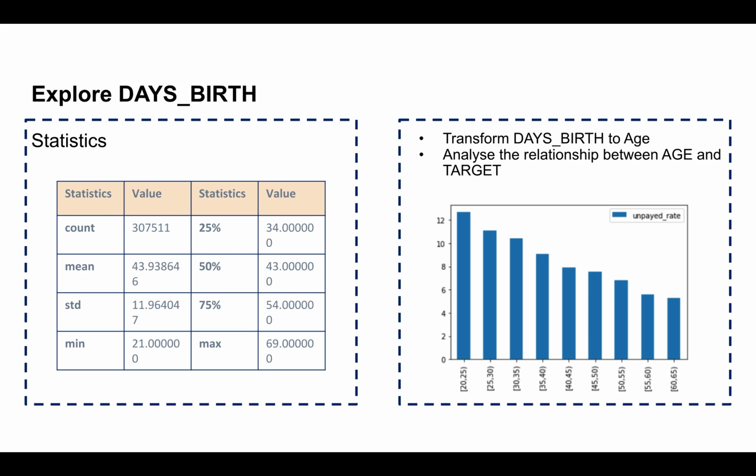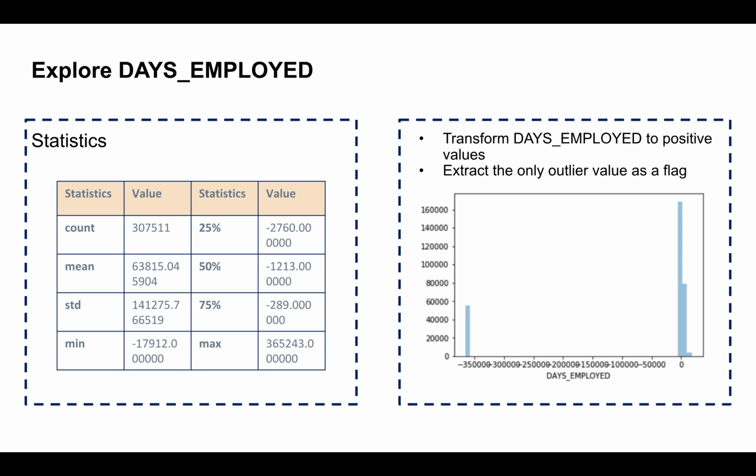Then we generate a new feature, age, and we analyze the relationship between age and target. We found that older people tend to repay the loan, so age is a useful feature. This employment attribute has a large negative correlation coefficient.